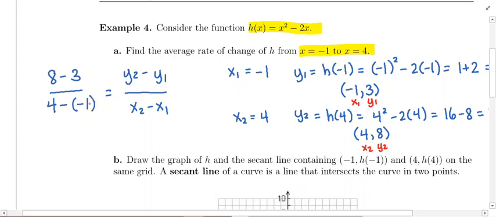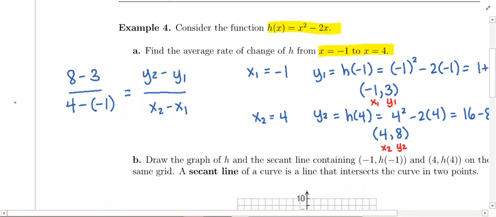When you're doing average rate of change, or if you're doing slope, you've got to be careful if you're subtracting a negative. You've got to watch out for that. So if we simplify this, the numerator is going to be 8 minus 3, which is 5. The bottom is going to be 4 minus a minus becomes plus a positive, so that's going to be 5. So we get that the average rate of change is 1.